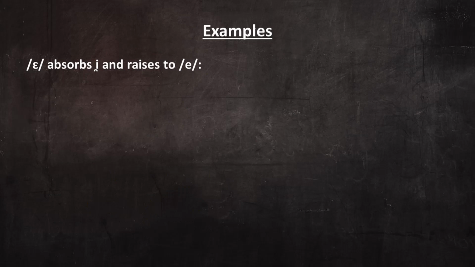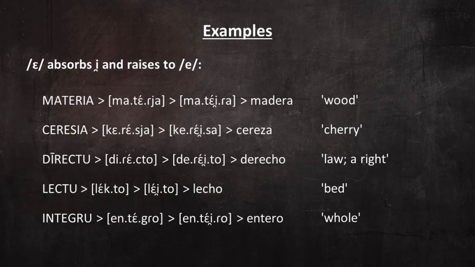Open E absorbs I and raises to closed E. These examples are very similar to the ones above. Here the word undergoes metathesis from materia to matera, and then metaphany from matera to madera. Same situation here, queresia becomes queresa, and eventually cereza. Here the K vocalizes to I, so directo becomes deirecto, and then derecho. K also vocalizes in this example, with lecto becoming leito, and then metaphany to lecho. Here the G vocalizes to I, so integro becomes enteiro, and then entero.